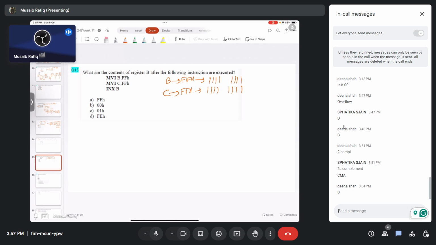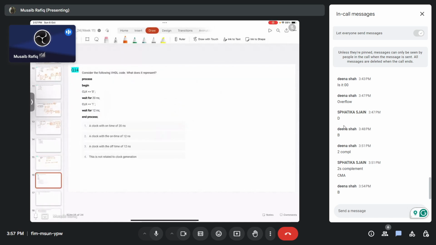And INX B is the increment operation where the contents of the register pair are increased as one entity. That means if you increase all ones by 1, ultimately it becomes all zeros. So it's 0000 hex. Option B.